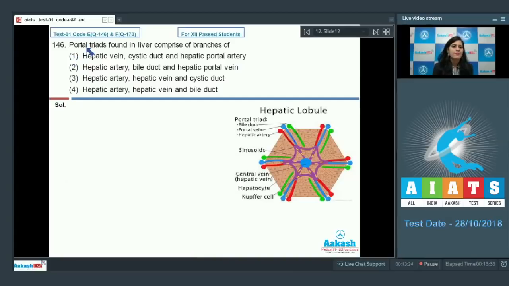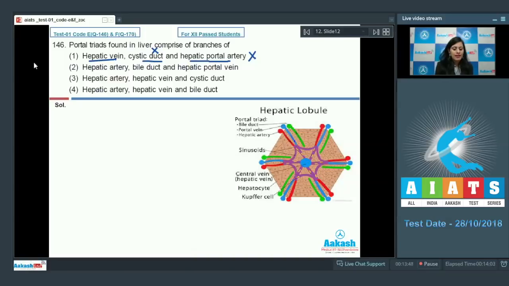Question number 146. Portal triads found in liver comprise of branches of. And the very first option given is hepatic vein, cystic duct, and hepatic portal artery. And this is an incorrect option because cystic duct is not present in this portal triad.